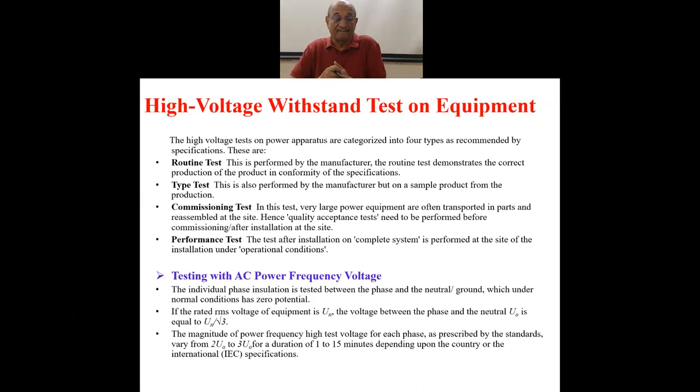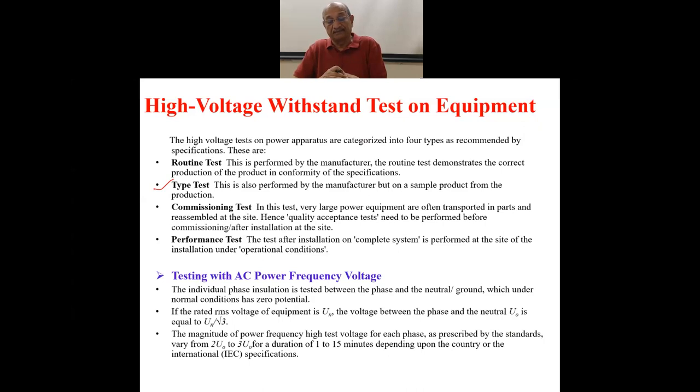Then the second one is the type test, as you can read here. The type test has been named so. This is also performed by the manufacturer, but on a sample product from the production. If a number of similar products are being manufactured, randomly you select one and perform the type test. Type tests may include, other than the simple high voltage test, other measurement techniques as well. So that is known as the type test. That is also performed by the manufacturer, picking up a random product in a series of production.